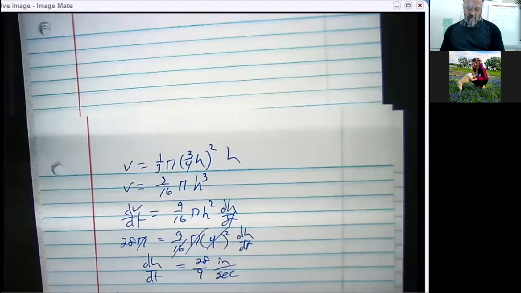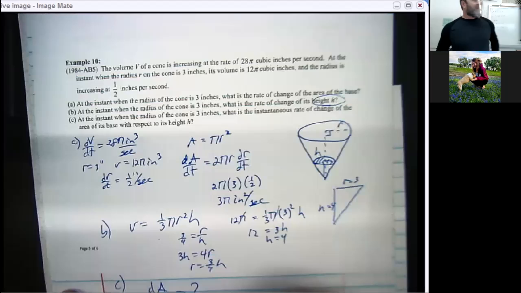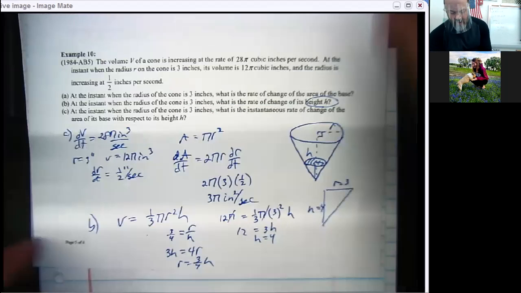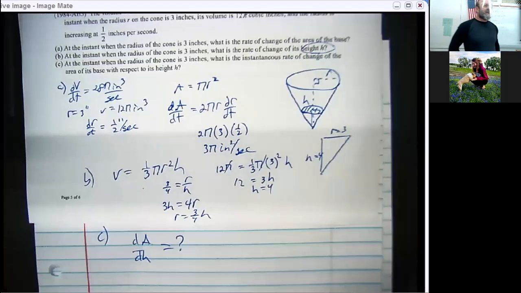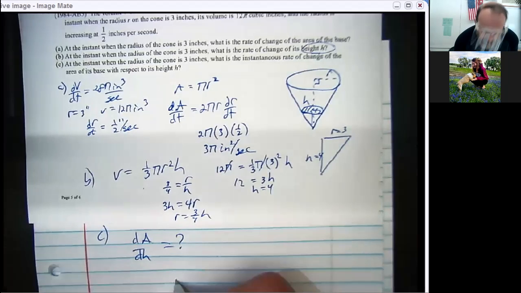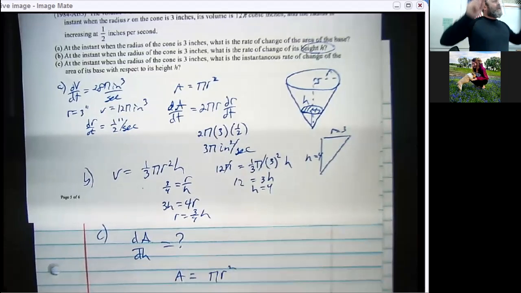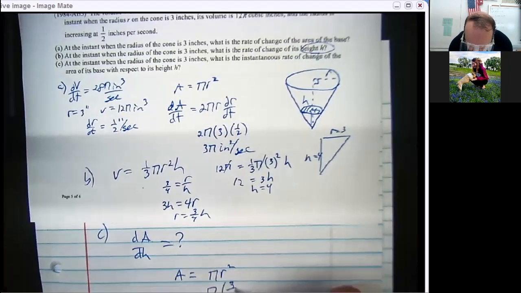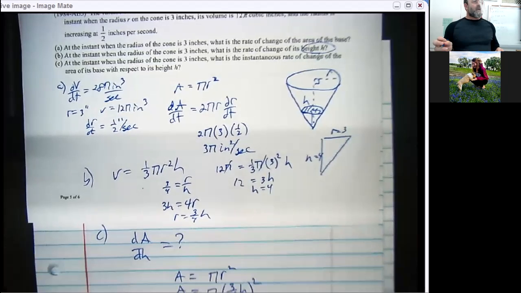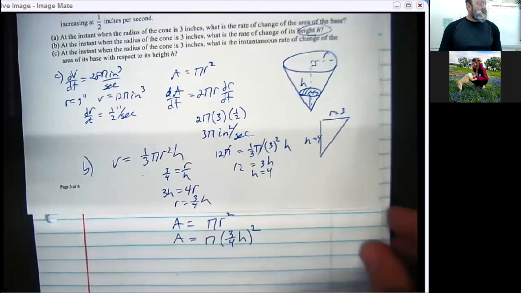That's strange. Now, this should not surprise you that they would do something weird, because where are we on this AP question? We're at the end. They sometimes throw something kind of hard at us. So what was our formula for area for that base? It was pi r squared. But what do we already know? What was r? Wasn't r 3/4 of h? Does that make sense? Are you guys okay with that?